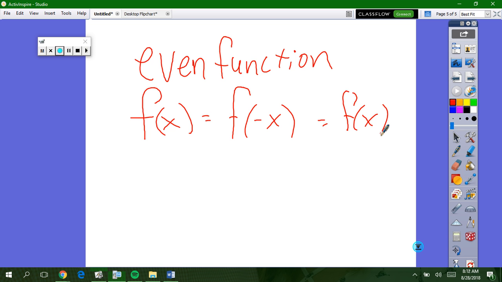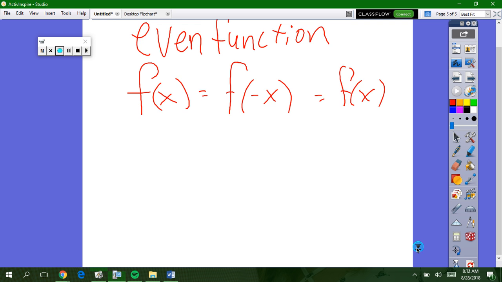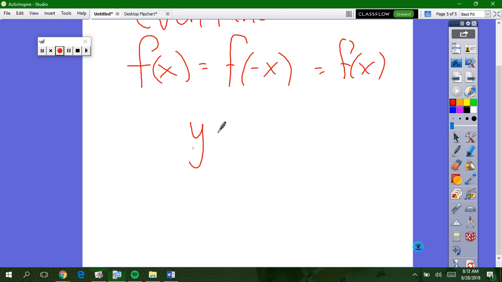All right. So let's start with an example. Now, like I said, it doesn't necessarily mean that it has to have an x squared, but let's just start with y equals x squared plus 4.